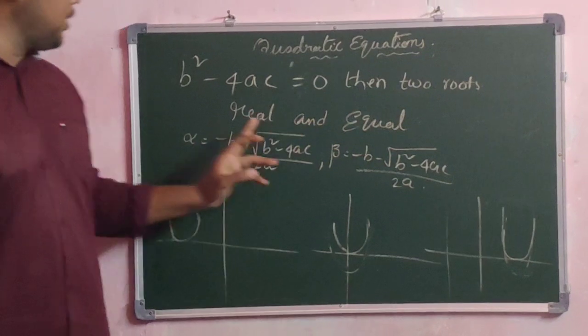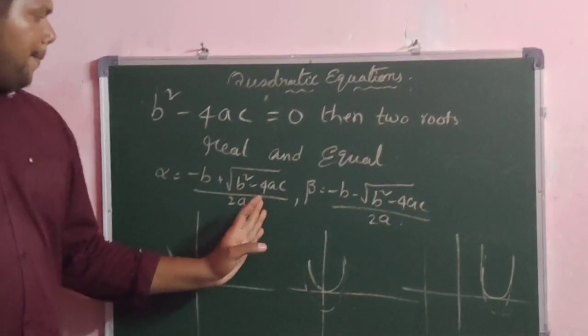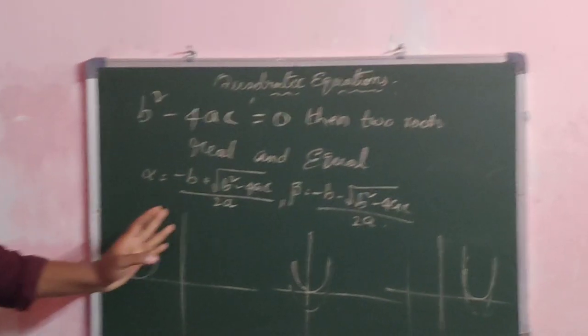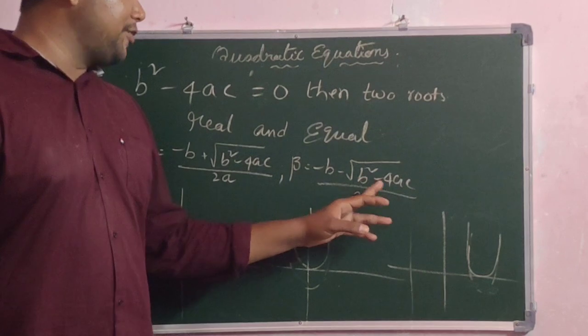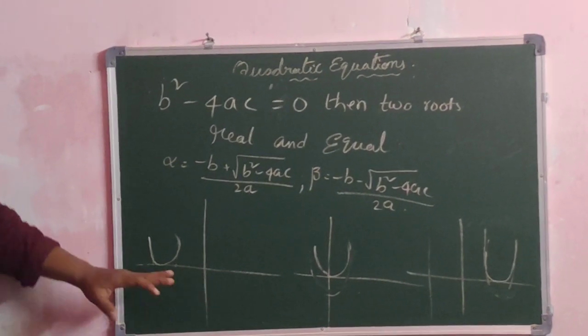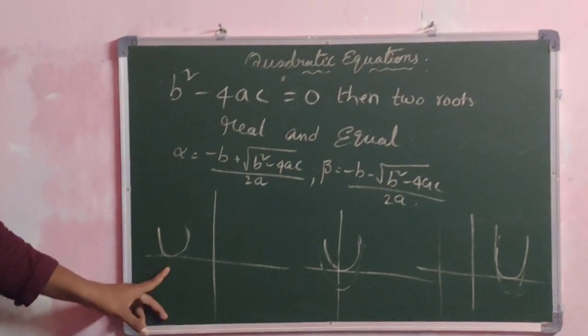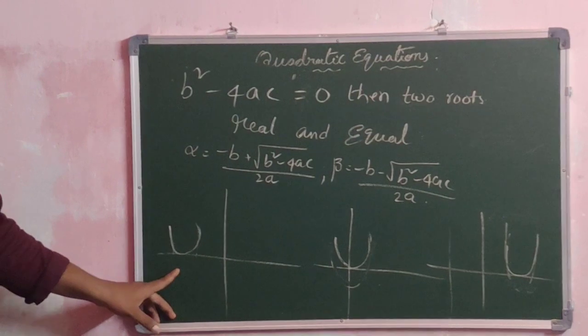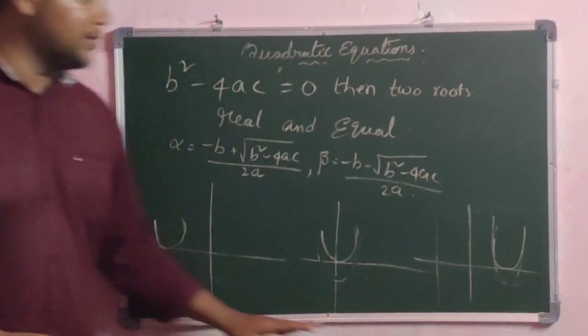If b square minus 4ac equal to 0, then the two roots are real and equal. Same as before, alpha is minus b plus root of b square minus 4ac by 2a and beta is minus b minus root of b square minus 4ac by 2a. The roots are equal, so for an upward parabola, at one distinct point it touches the x axis. So we get these three types of graphs. Okay, clear?